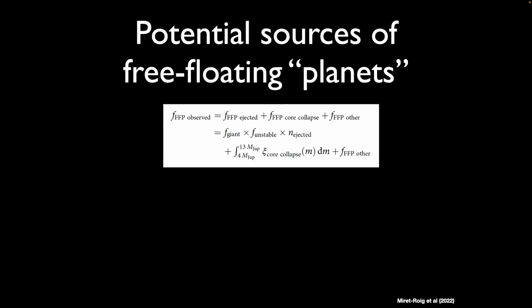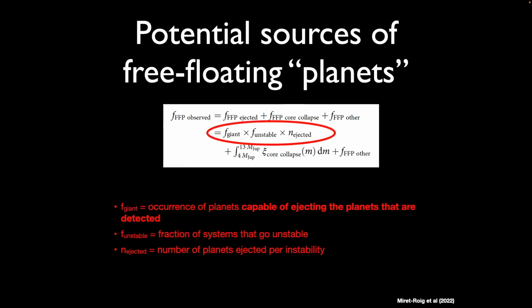Expanding on this in a little more detail, this very simple, again Drake style equation can break down the ejected planet population into simple things that we can hopefully measure or constrain. Just to put some numbers on here, this F giant would be the occurrence of planets that are capable of ejecting the planets that we see that are free floating. So we need to know that number.